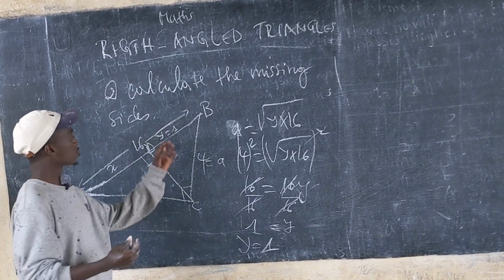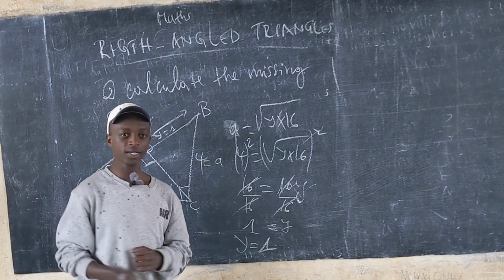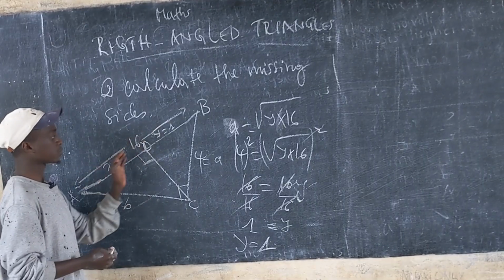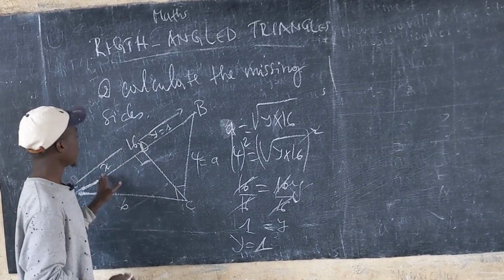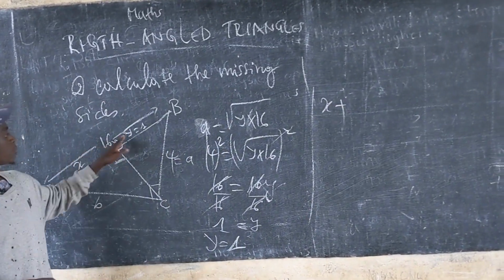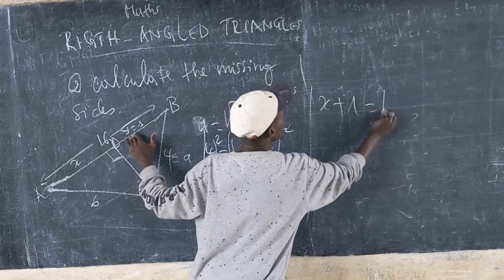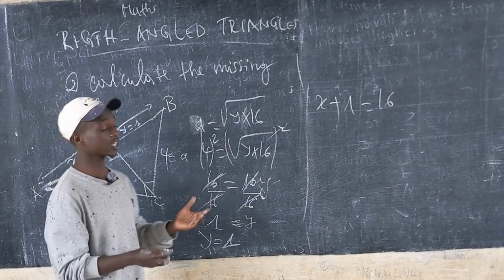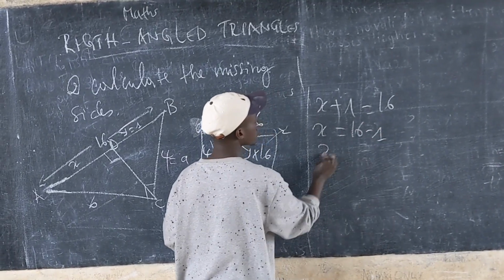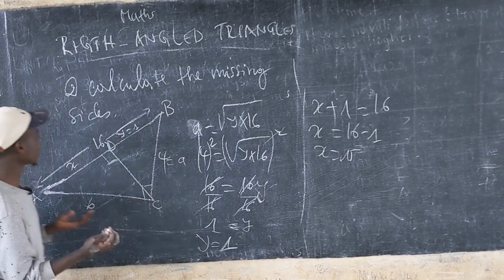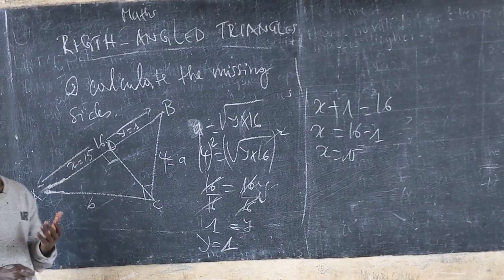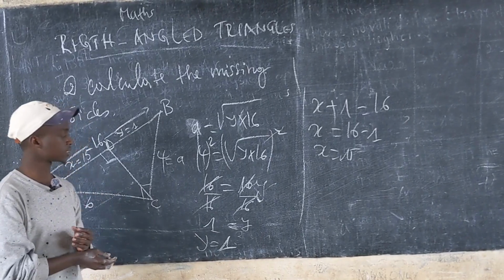So how am I going to get the value of x? Keep in mind that the sum of this hypotenuse must be equal to 16, which means that if I take x plus 1, this side plus this side, must be equal to 16. So to get the value of x, x must be equal to 16 minus 1, so x must be equal to 15. It means that x here must be equal to 15, which was the answer which has been asked.